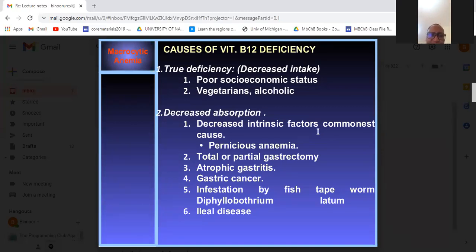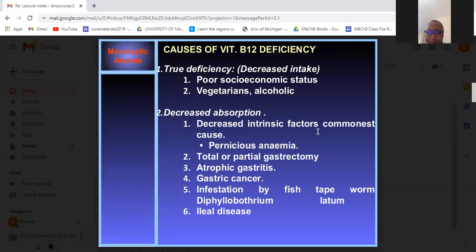Decreased absorption, basically, when you have decreased intrinsic factor, is the commonest cause. We call that pernicious anemia. When you have decreased or lack of intrinsic factor, that's referred to as pernicious anemia. You have total or partial gastrectomy, because now you don't have the stomach to produce the intrinsic factor for you to be able to absorb vitamin B12.